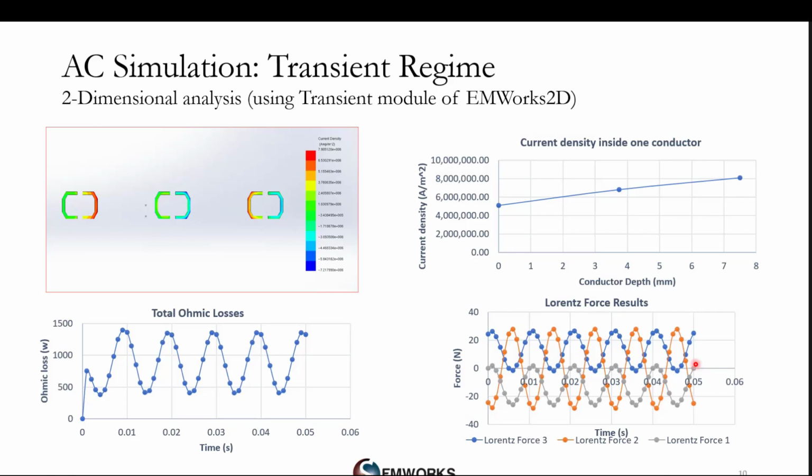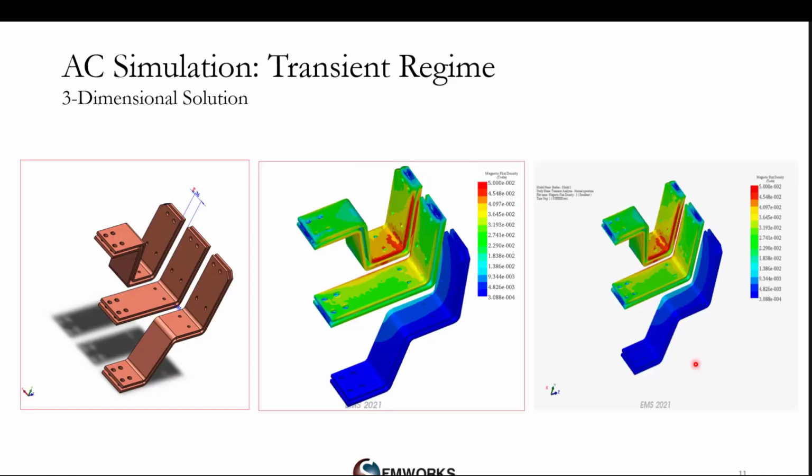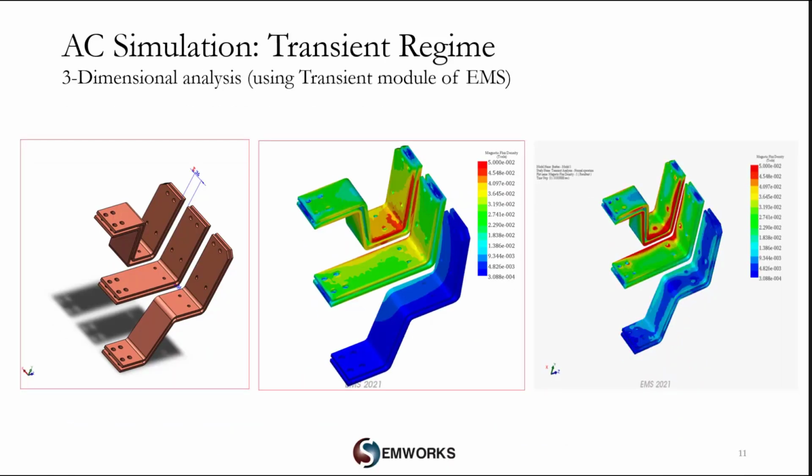The average force of the middle line is around 0, like in the static simulation. Now we have a model that doesn't represent any symmetry and cannot be solved with a 2D approximated solution. Hence, EMS again is needed to handle this type of problem.